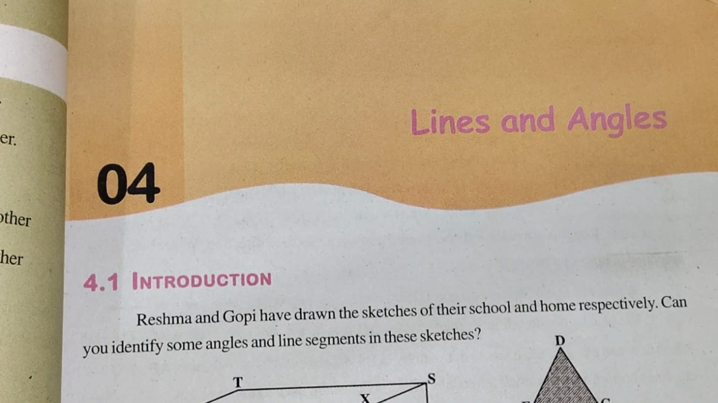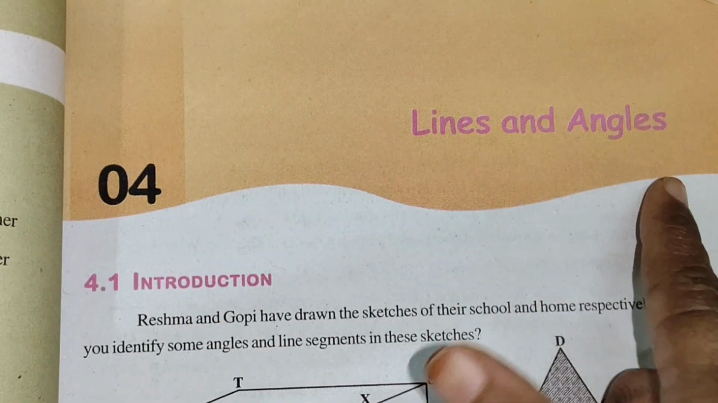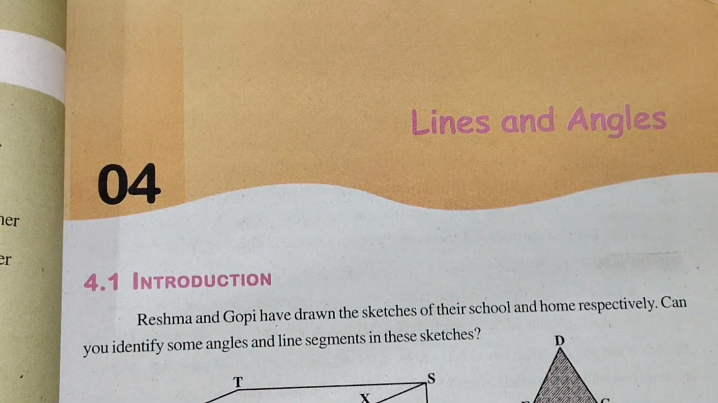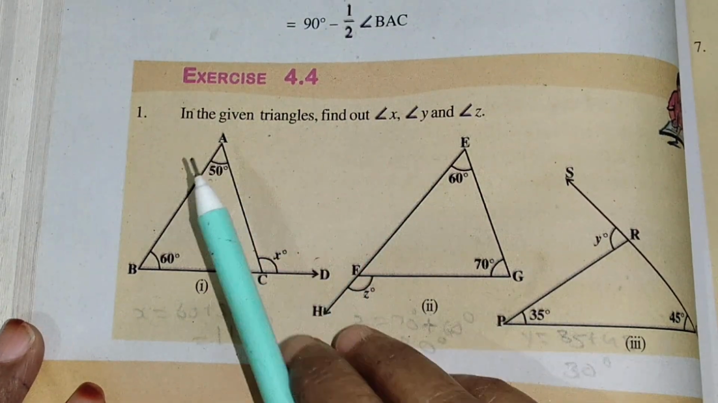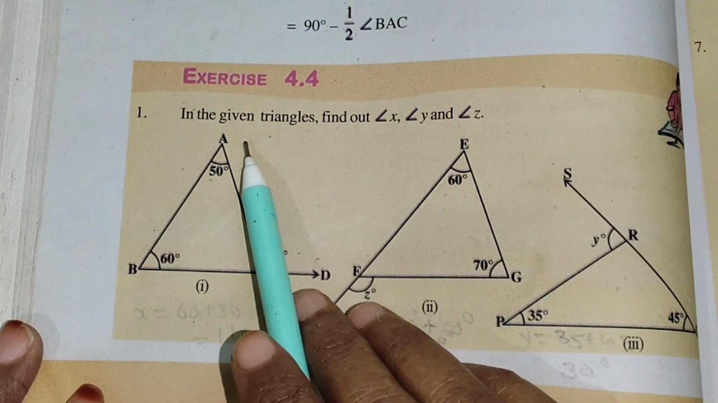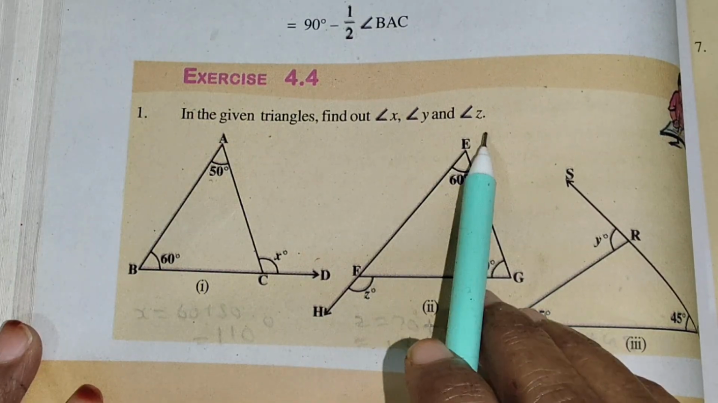In the previous class we learned about parallel lines, linear pairs, and transversals. Today's class is the 4th chapter of 9th class, Lines and Angles, exercise 4.4. First question: in the given triangles, find out angles x, y and z.